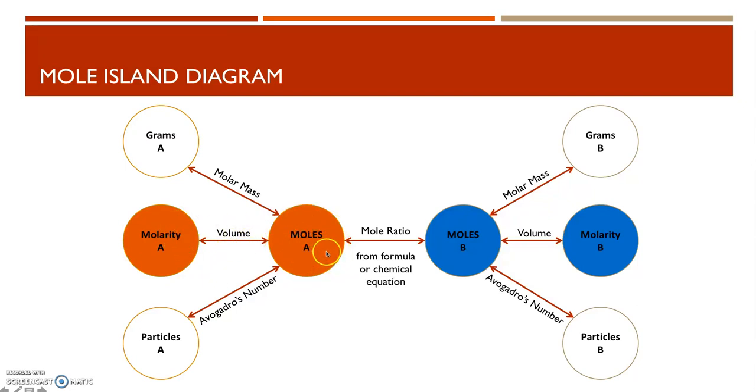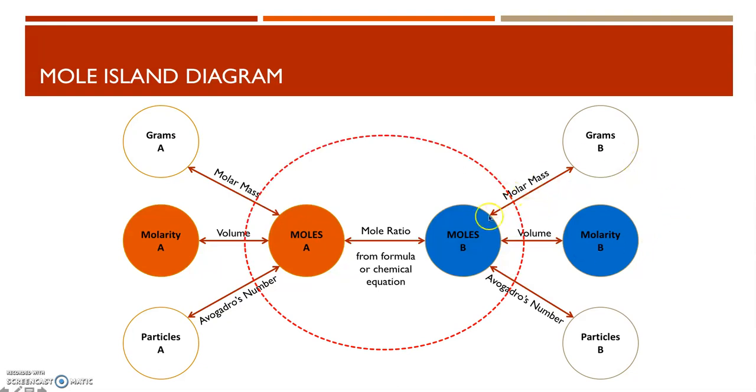Once you have moles of the first thing, maybe that's your acid or maybe that's your base, then you can use that mole ratio from the chemical equation to get to moles of the other thing. And then you can get out again to any of those final units that you require. The key thing here is that this centerpiece, the moles of A to moles of B, where you use the mole ratio from the chemical equation, that is the heart of any stoichiometry problem.